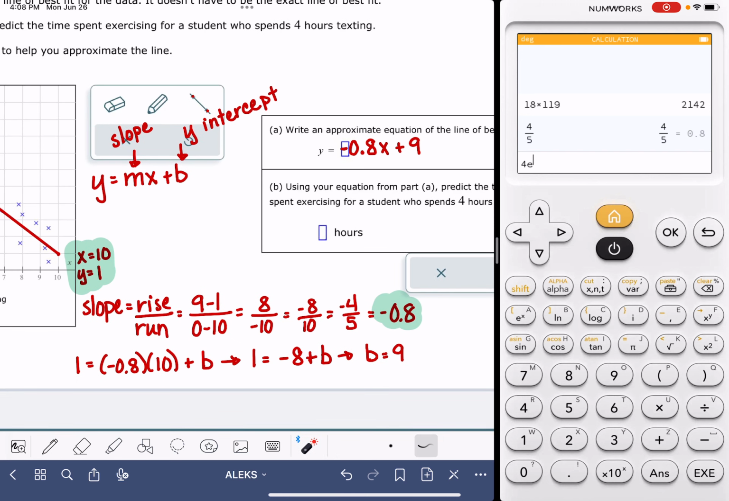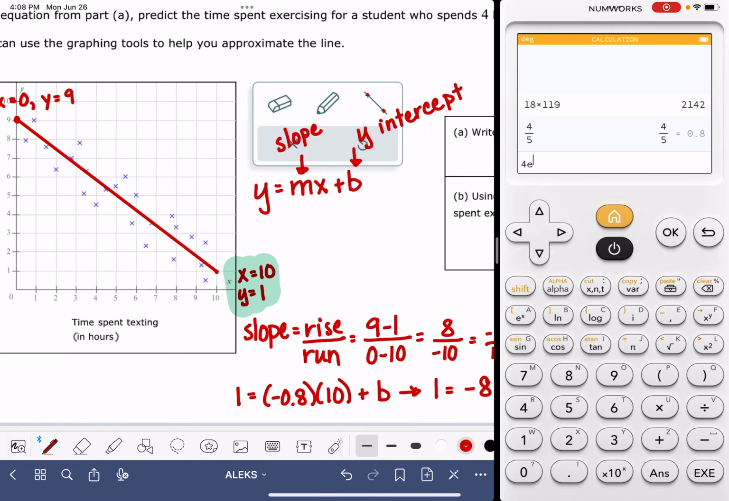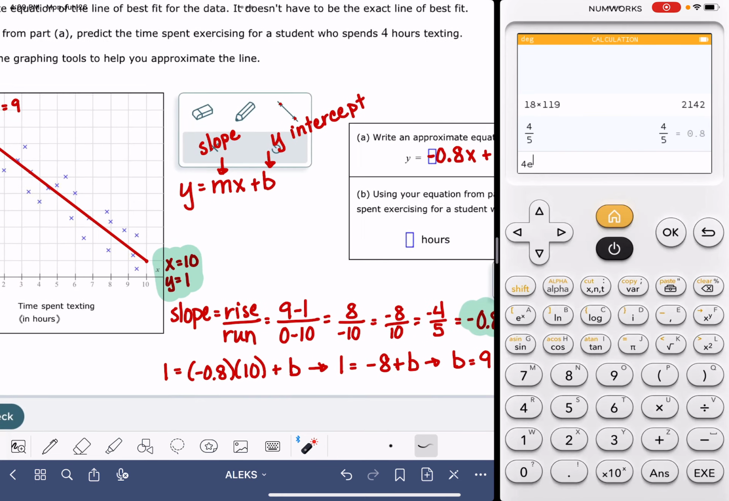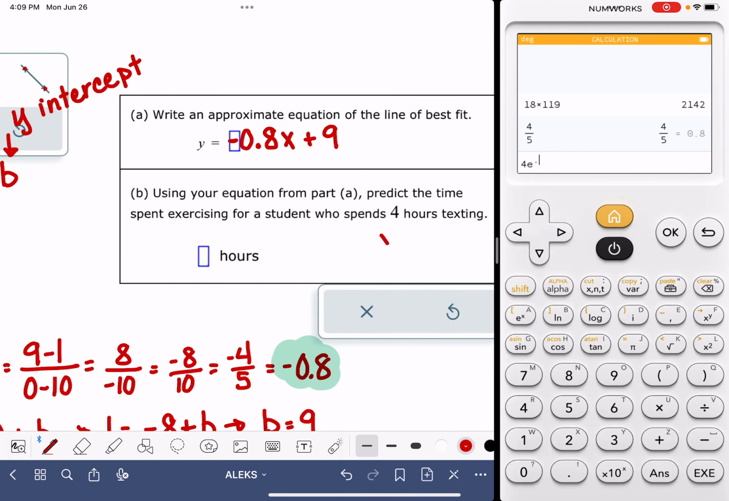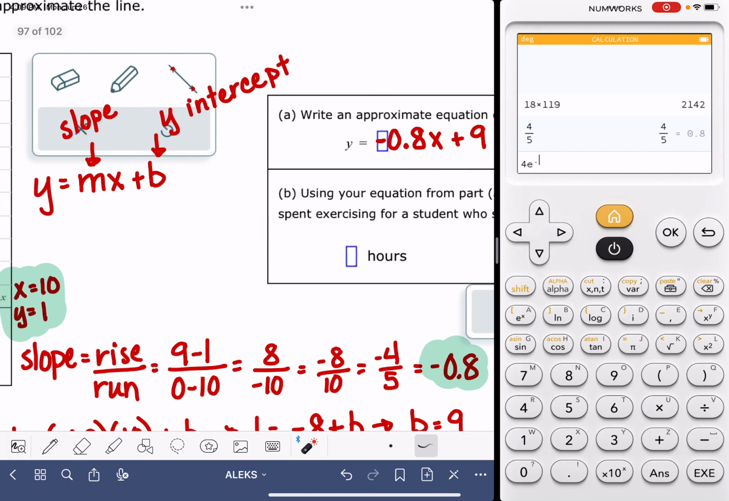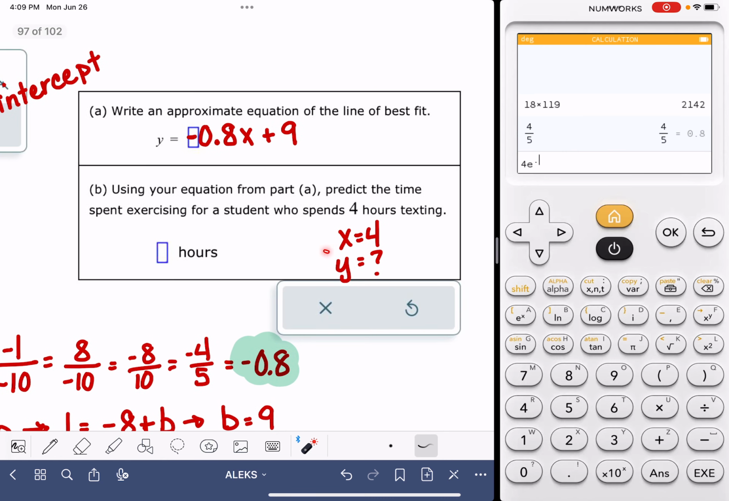Now the second part of the problem says to use the equation to predict the time spent, whatever, 4 hours texting. Texting in this graph is the x variable. So it's telling me here, if x equals 4, what is y? We don't really need to know what the story is. ALEKS is trying to confuse us by putting a lot of words in here. You can just start ignoring stuff that you don't need to pay attention to. 4 hours of texting. Texting is the x variable. So this problem is saying when x equals 4, what is the value of y?